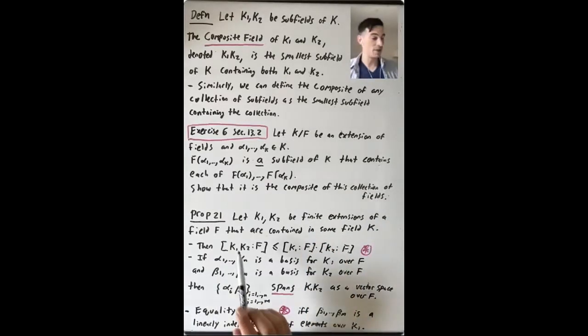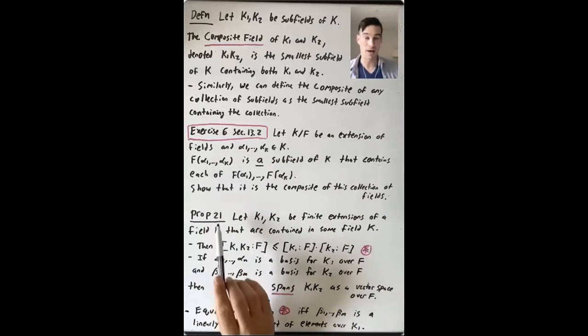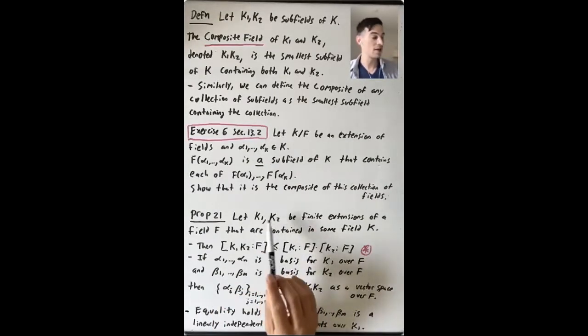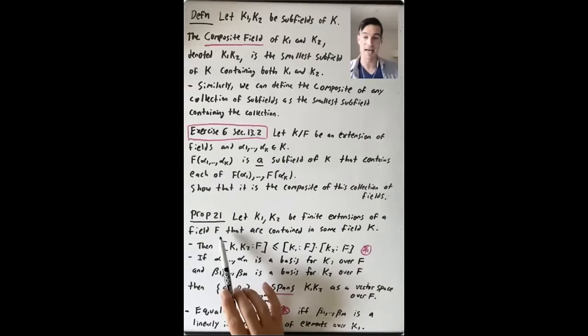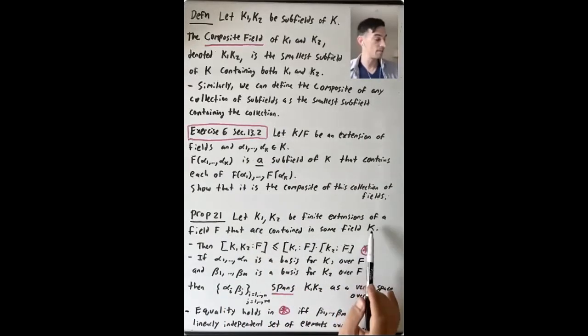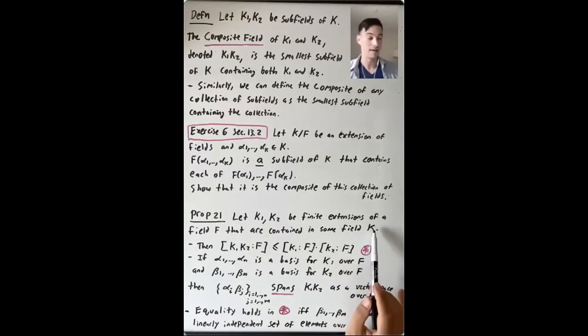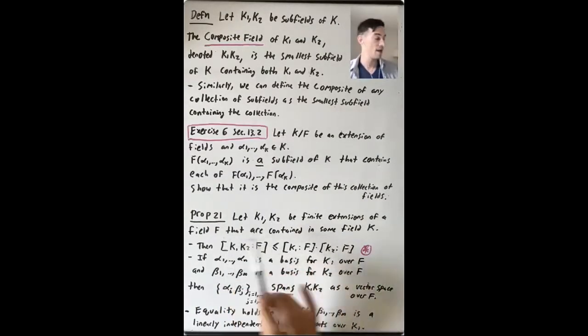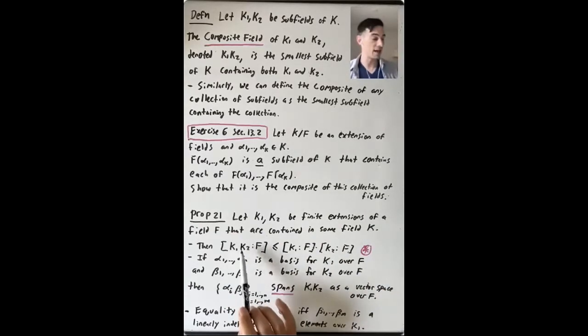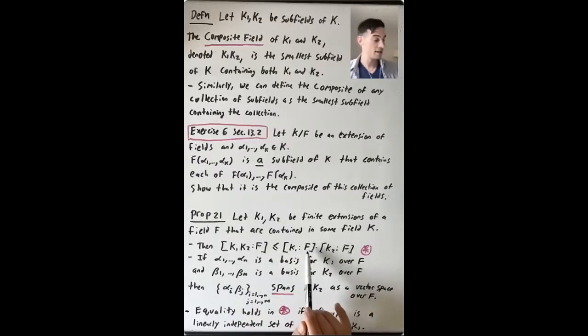Our next goal is going to be to prove proposition 21, which tells us something about the degree of the composite of two fields. So let's say that K1 and K2 are finite extensions of a field F, and they are contained in some field K. So K1 and K2 are extensions of F, and they're contained in K. Then the degree of the composite K1K2 over F is at most the product of the degrees, the degree of K1 over F times the degree of K2 over F.